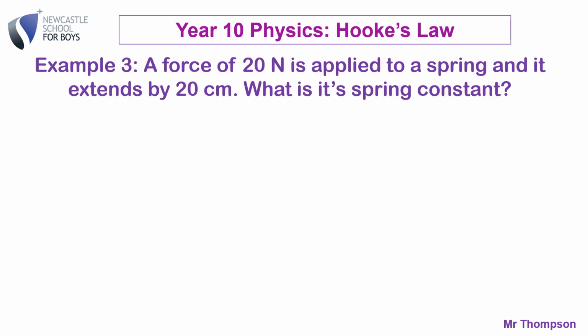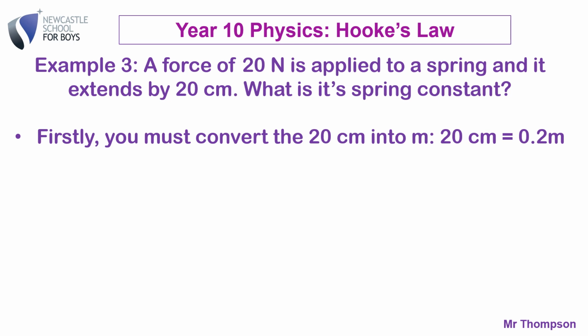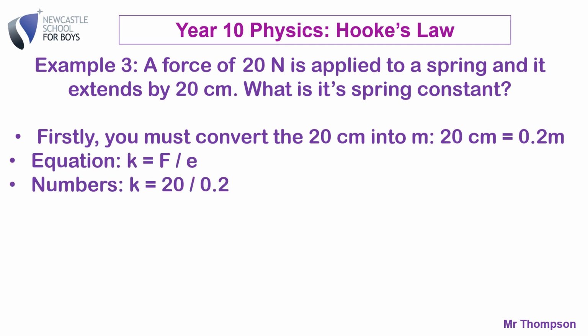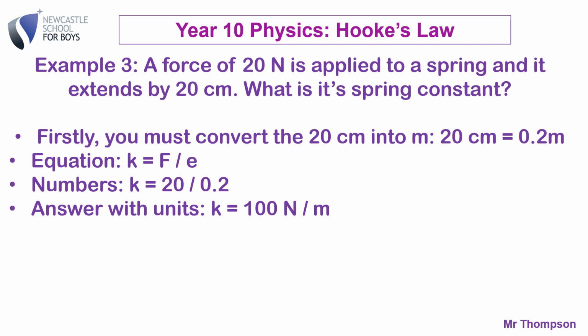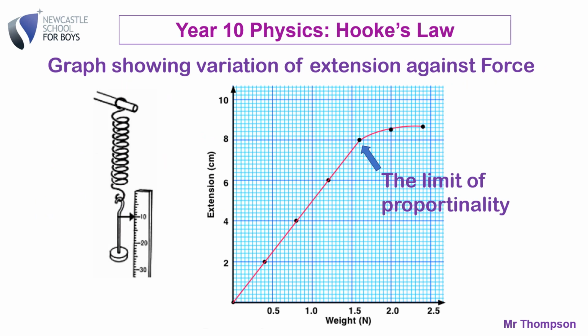And then the last example, I've got a force of 20 newtons, and if it extends by 20 centimeters, what's the spring constant? Please don't get caught out. Firstly, you must convert the centimeters into meters. So 20 centimeters is 0.2 meters. Then you can put in the equation and the numbers, and you'll get 100 newtons for every meter.